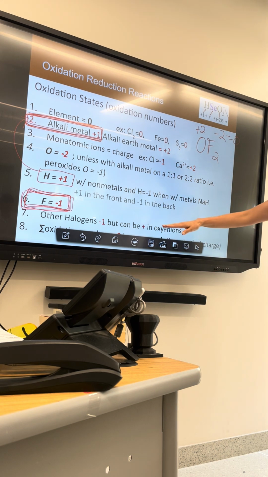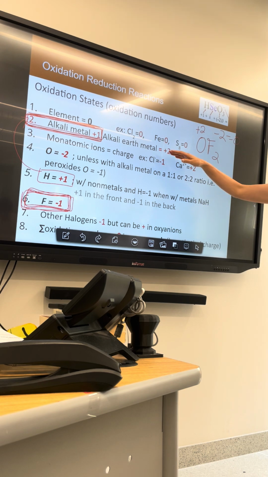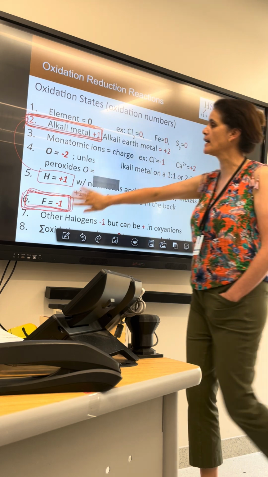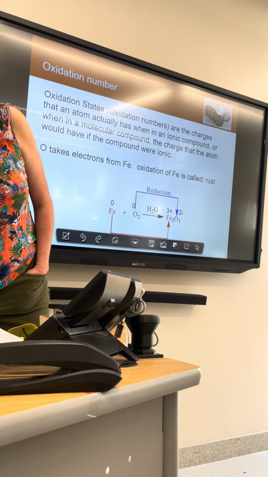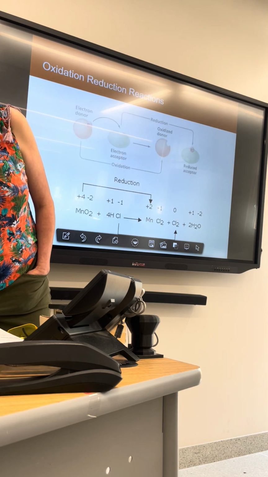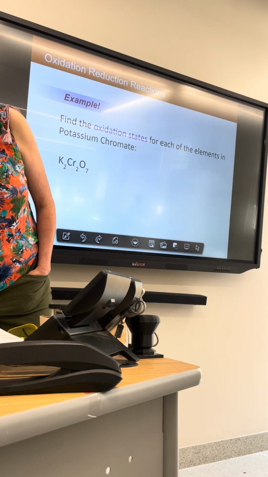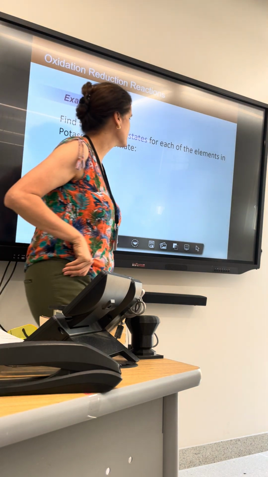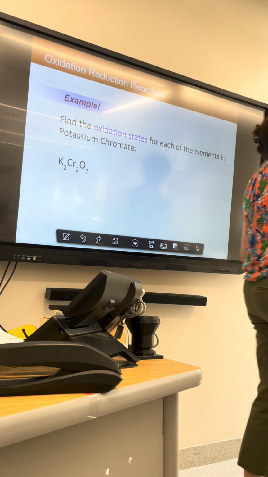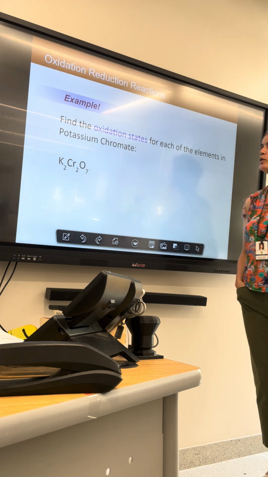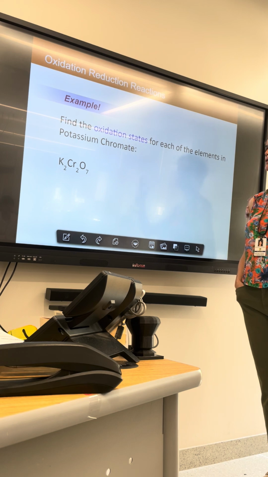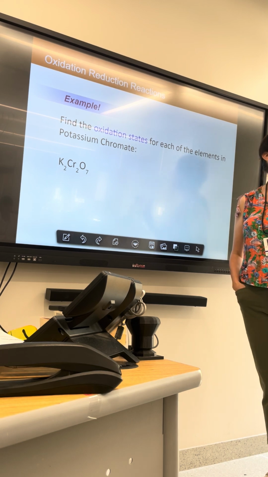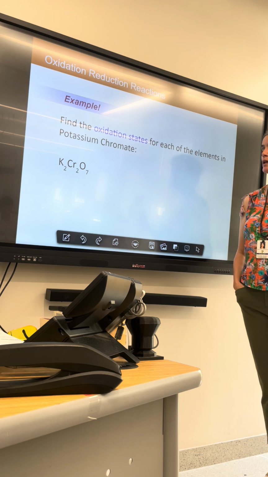Halogens are normally -1, alkali metals are normally +1, but they can change. So let's do some examples to see that this is not as bad as it looks. This is talking about iron that's getting oxidized and reduced. First thing you do is you look at the ones that were on that list. Your alkali metals, your oxygens, your fluorines, your hydrogens. You do those first, and then everything else falls in between.